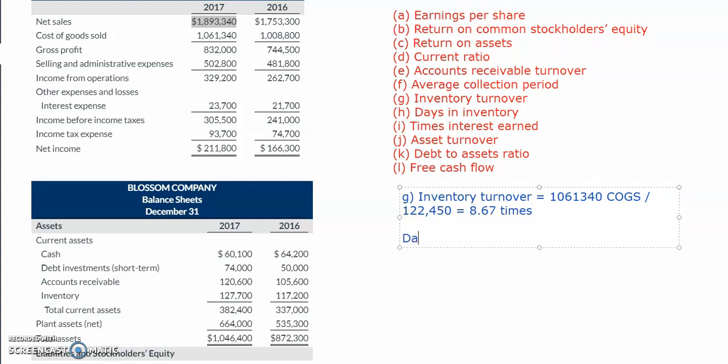Similarly, if we looked at our days in inventory, we would end up with 365 divided by our inventory turnover, which will be 42.1 days, which is okay.